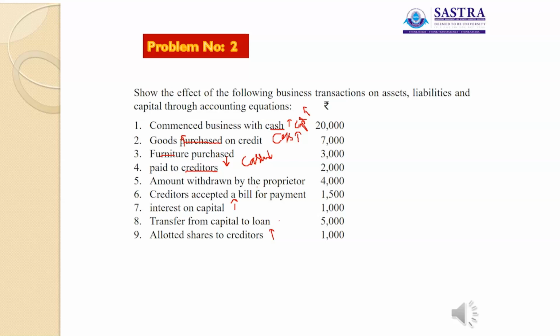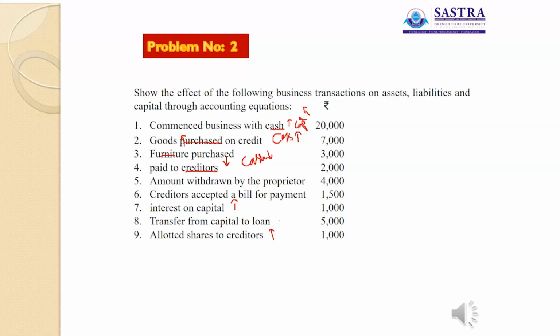Then next one is paid to creditors. So paid to creditors, cash account and another one is creditors account. So here cash account will be decreased, creditors also decrease. So creditors value decrease as well as cash value is also decrease. Then amount withdrawn by the proprietor. So they are using only for bank purpose. So that is withdrawn from the proprietor in the sense there is a bank column, bank value as well as cash column. Both the assets are reduced.